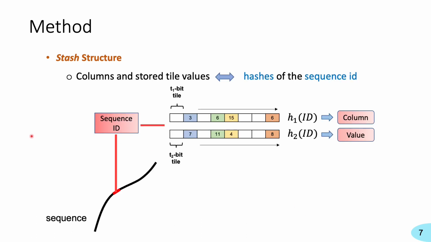As for the next step in filling a STASH tile, the columns and the stored tile values are indicated by hashes of the sequence ID. So for the input sequence, the sequence ID is hashed twice using 2 different hash functions, and the resulting values are segmented into T1 and T2 bit tiles respectively. The tiles of the first hash function output specify the column, and the tiles of the second hash function output specify the value to be stored.